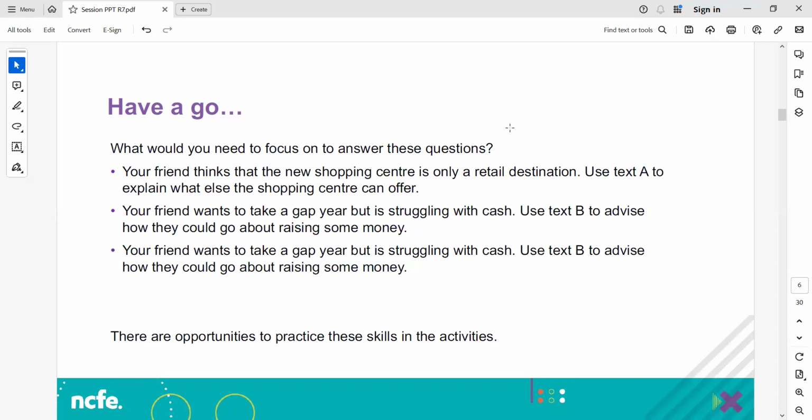Good. So the next one, your friend wants to take a guess. Use text B to advise how they could go about raising some money. So again, what type of information are you looking for?